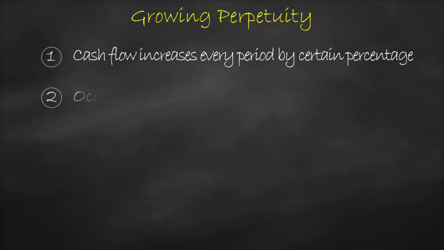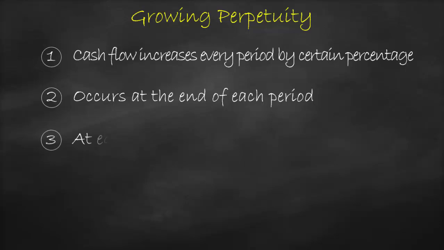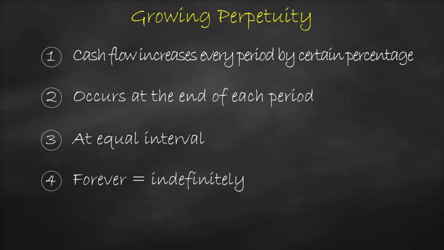Then we have the same characteristics, which means it will occur at the end of each period, such as at the end of each year. It will happen at equal intervals, such as every year or every quarter or every month. The last characteristic is it happens indefinitely or forever.